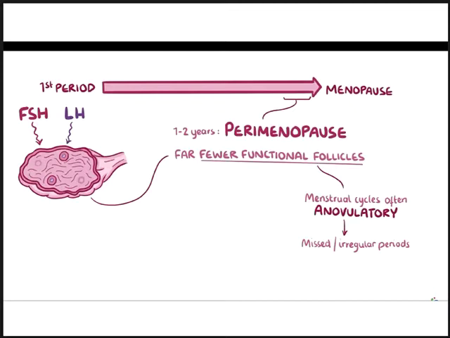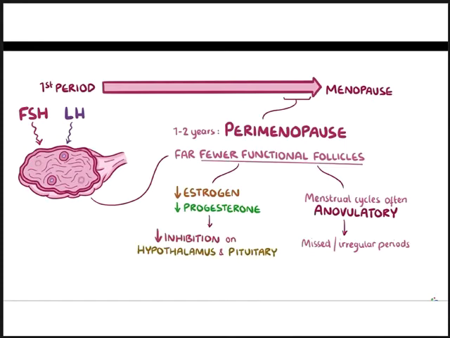And fewer follicles also means less estrogen and progesterone, so less inhibition on the hypothalamus and the pituitary. And in turn, the hypothalamus and pituitary produce more frequent, larger bursts of GnRH, FSH, and LH. The difference is, though, the pattern of secretion is much more erratic than during the reproductive period. And this erraticness, along with decreasing estrogen levels, can cause a bunch of problems.